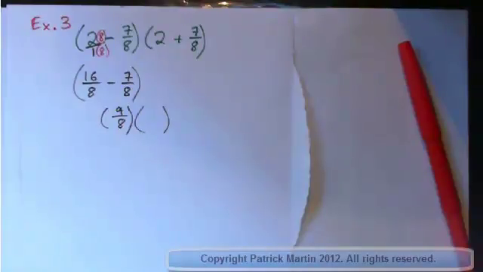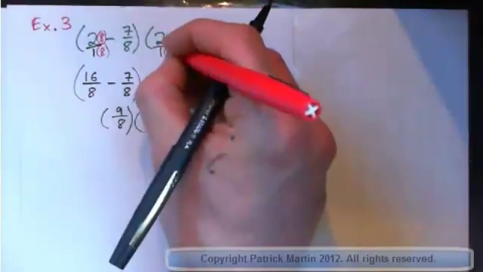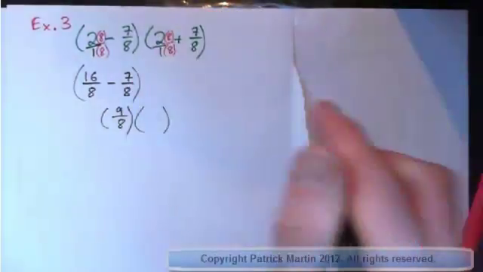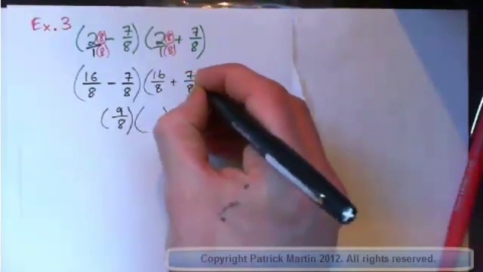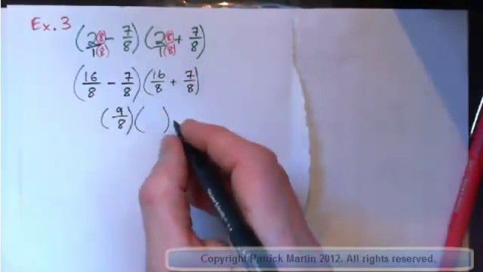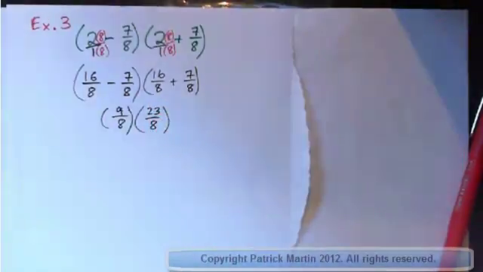You got it? Okay, I'm going to do it now. 2 is 2 over 1, times it by 8 over 8. That gives me 16 eighths, plus 7 eighths. 16 and 7 is 23. Okay. So I have 9 eighths times 23 eighths.